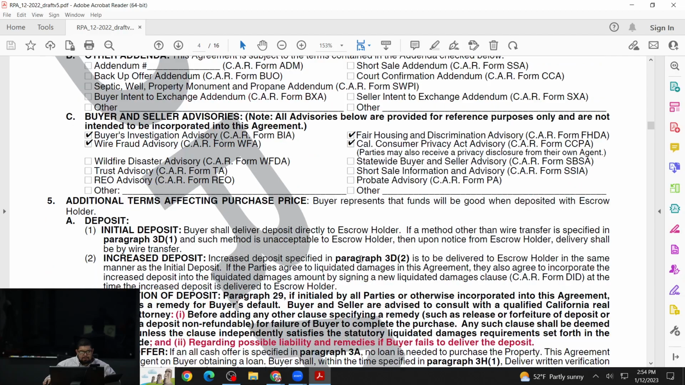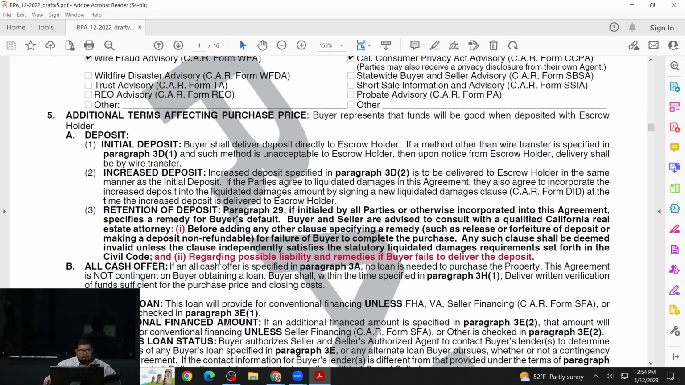Okay, we talked about this already. Retention of deposit, regarding possible liability remedies if the buyer fails to deliver the deposit. So Ariana makes an offer and gets it accepted. How long does she have to make a deposit into escrow? 3 days. What if Ariana doesn't make a deposit? What happens to Ariana? She's out of contract. She breached it, right?